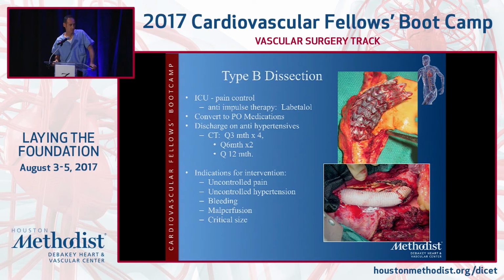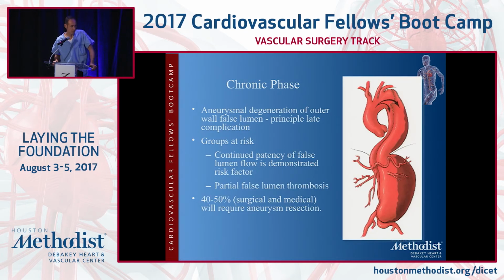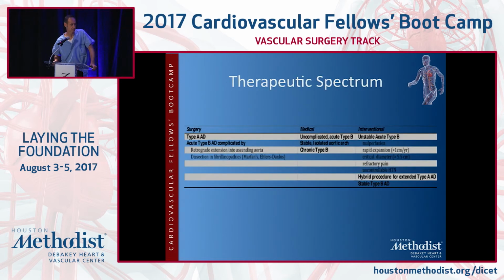Indications for interventions we already spoke about. In the chronic phase, you look for aneurysmal degeneration of the outer false lumen, and then essentially the groups at risk: continued patency of the false lumen flow is demonstrated as a risk factor. Partial false lumen thrombosis, as I said earlier, is a risk factor for poor outcomes. 40 to 50% of the patients will require some form of aneurysm resection. The therapeutic spectrum.